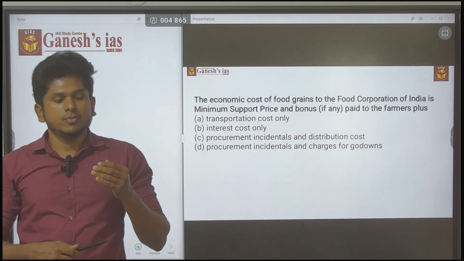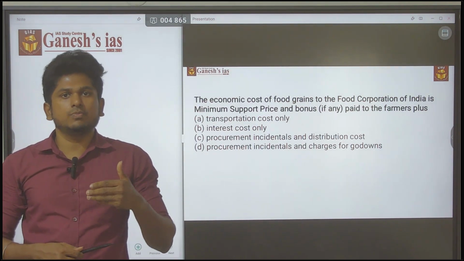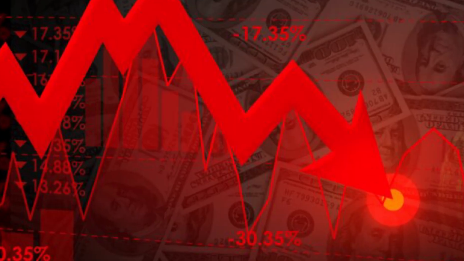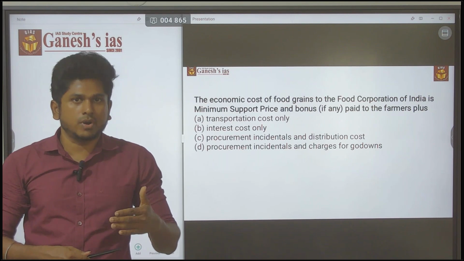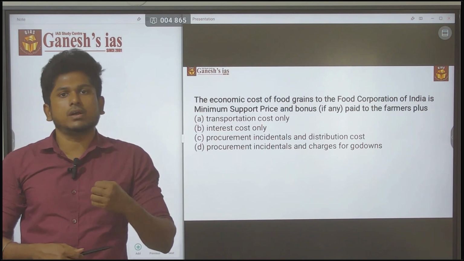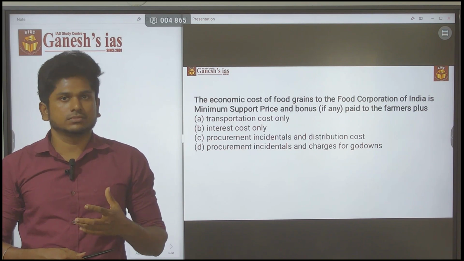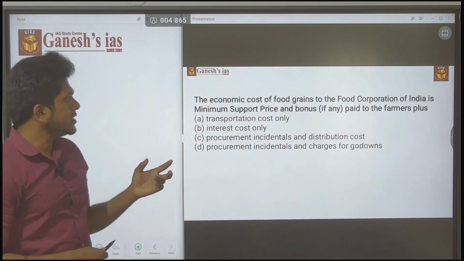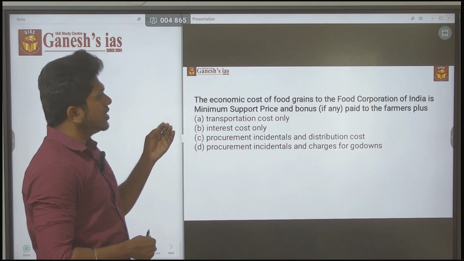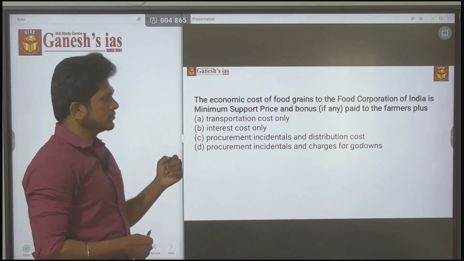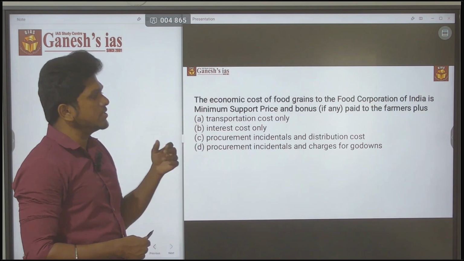If the farmers' produce prices crash down, at that time the government will take part in the market activities and procure all the produce. So for that, MSP was announced. Here it is mainly focused on the economic cost of the food grains to the Food Corporation of India. It is MSP plus bonus paid to the farmer plus what?